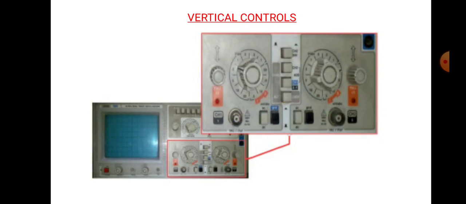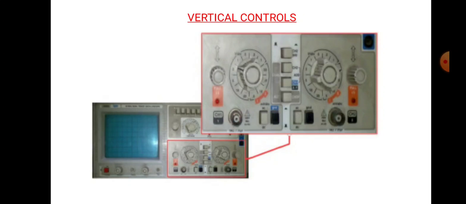Volts per division is used for selecting the desired voltage sensitivity of the vertical amplifier to obtain the proper waveform on the screen. This is the main function of volts per division.